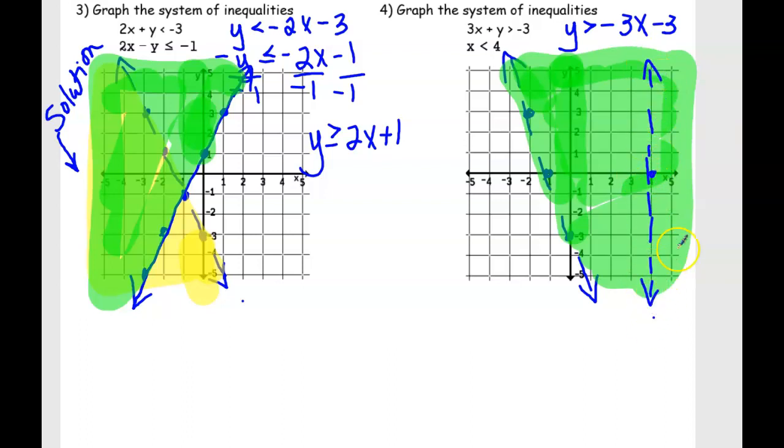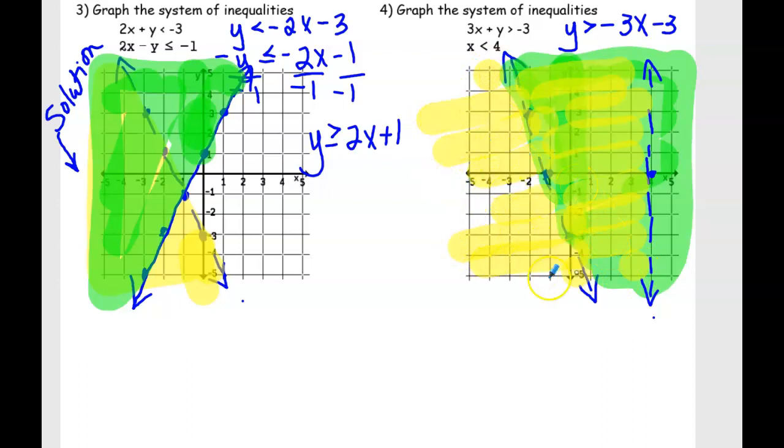Dash vertical line, and it's going to be less than it. So if I look at that, it's going to be to the left. So you can kind of see your double shaded area is in through here. Okay. All right, where this double shaded area is right in through here. And that's our solution.